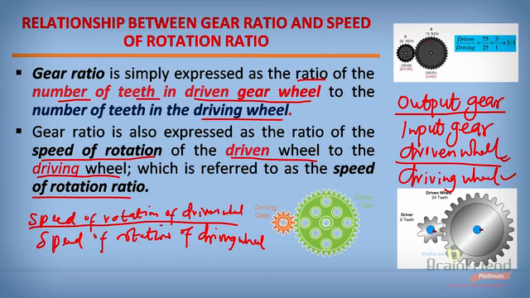Now let's take a look at this example. The number of teeth in the driver wheel or driving wheel is 25 teeth, and the number of teeth in our driven wheel is 75 teeth. If we were told to calculate the gear ratio, it is simply driven over driving. That is 75 over 25, which will be 3 all over 1, which is 3:1. So this becomes our gear ratio.